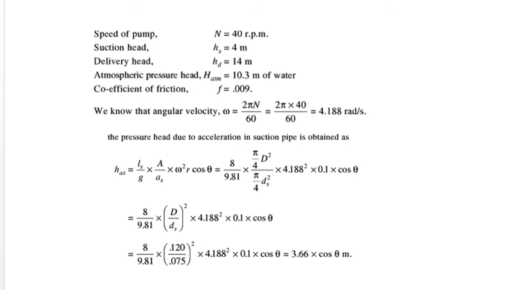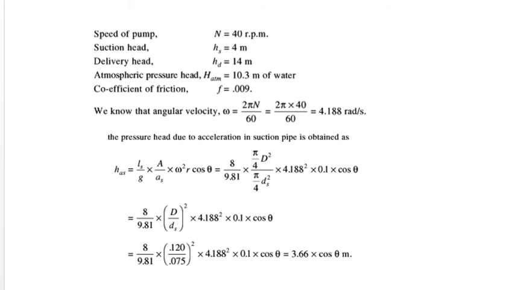The speed of the pump is given, that is 40 rpm. Suction head is 4 meter. Delivery head is 14 meter. Atmospheric pressure head is given in the question, that is 10.3 meter of water, and frictional coefficient is 0.009. With the help of the pump speed we can calculate the angular velocity by 2 pi N by 60, that is 4.188 radian per second.